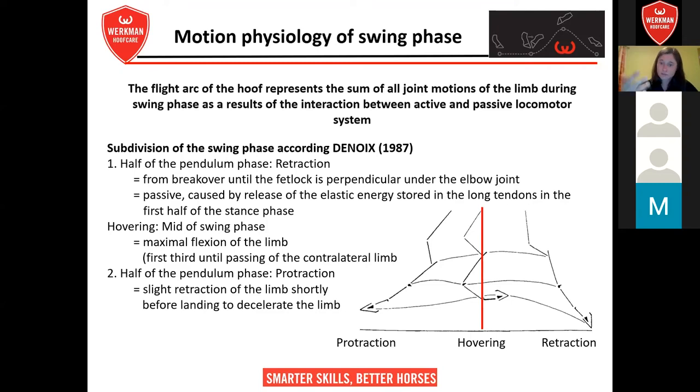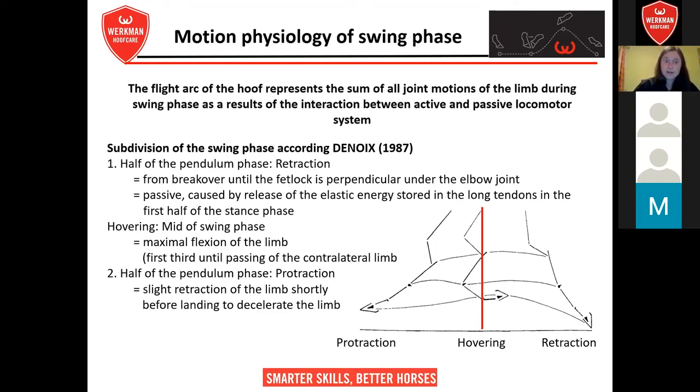In the middle of swing phase, you have the maximum flexion of the limb, and this is the highest part of the flight arc. So here the flight arc peaks, and this is more or less the first third, until the limb is passing the contralateral limb. But this is very individual. So the peak is different, and also limb and conformation related.